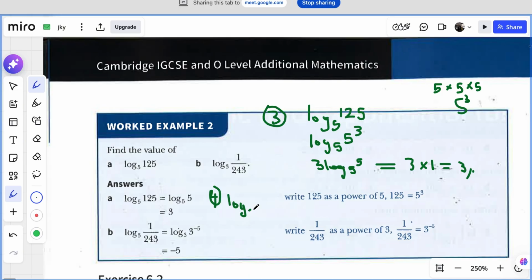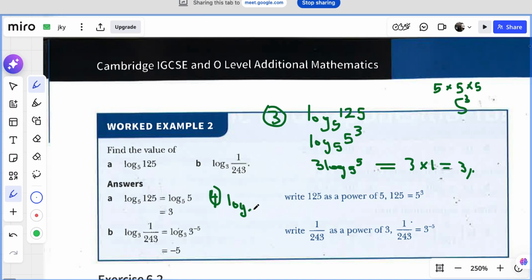Now, 243 is 3 raised to power what? It's 3 raised to power 5, right? 243, if you do your cubic number, is 3 raised to power 5. 243 is 3 raised to power 5.